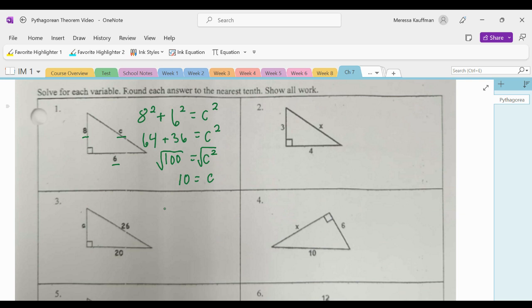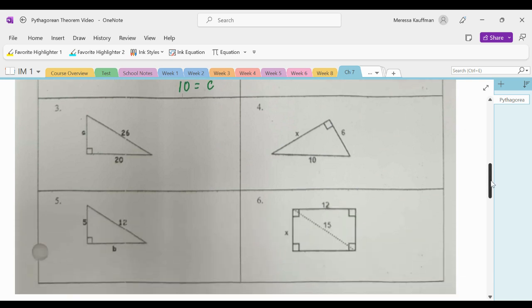Okay, let's do a couple more here. I think these are pretty much similar to our examples, but I'm going to skip down to number 4, because number 4 looks a little different. Look at that, there's that x. Is that a leg? Is this the longest side?